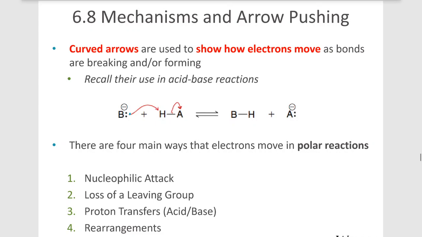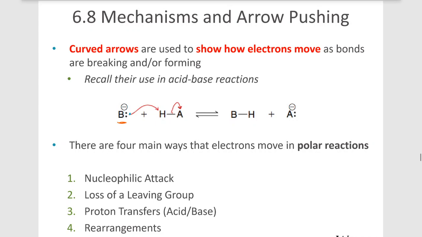In the next section in Chapter 6, we're going to discuss mechanisms and arrow pushing. This is a very important topic for drawing organic chemistry mechanisms, which we'll see later all the way throughout this course. As an example, we saw some arrow pushing when we discussed acid-base reactions in, I think, Chapter 3. So here we have an example of that.